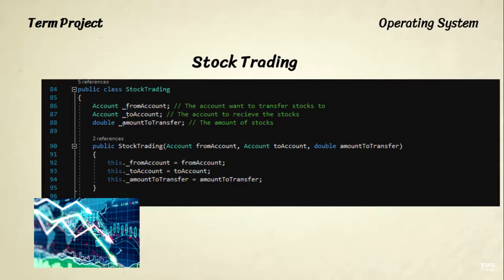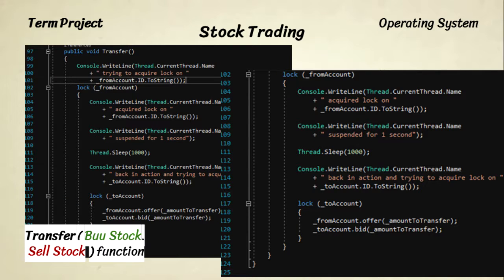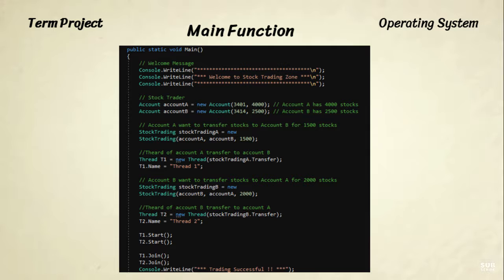The transfer method is the important part, which will add and remove stock from two accounts. It will acquire a lock on the first account and wait for 1 second. Then it will acquire a lock on the second account, then perform the offer and bid process. The reason we have to acquire a lock on both accounts is that we want it to be mutually exclusive and avoid the race condition.